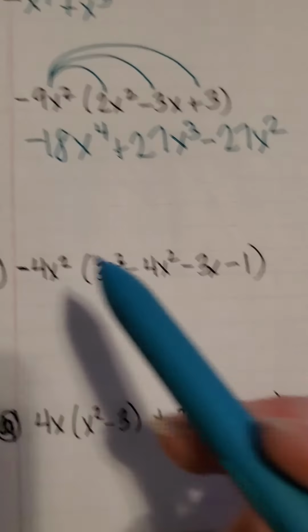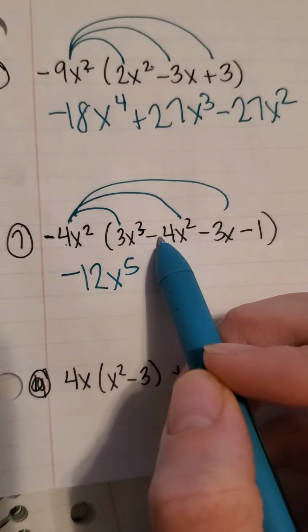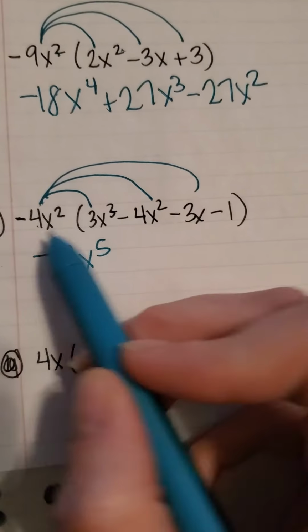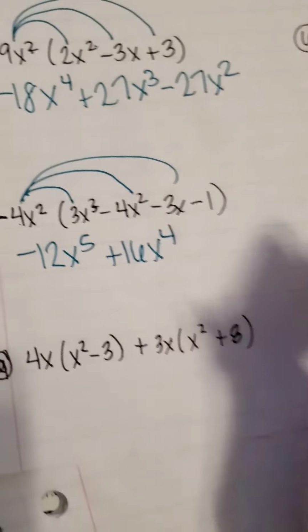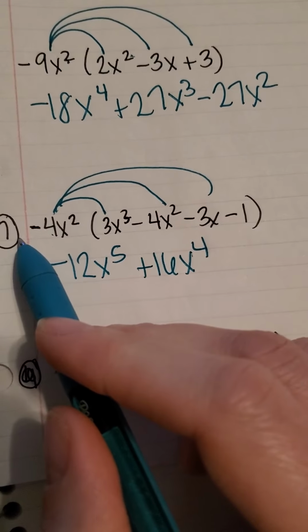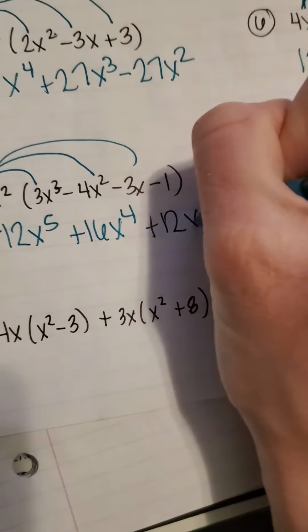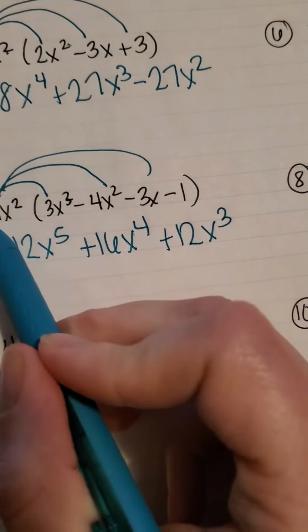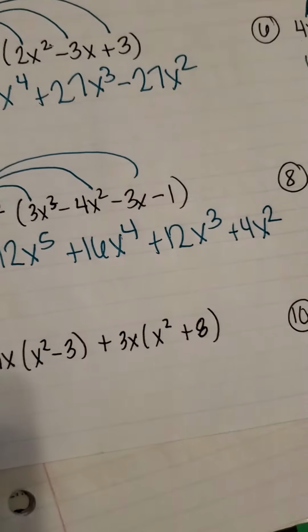On 7, again, there's one term out in front, so I go and multiply that all the way through. So negative 12x to the fifth. Negative 4 times 3 is negative 12. Add those exponents together, x to the fifth. Negative 4 times negative 4, that's going to be positive 16, and then x to the fourth. Negative 4 times negative 3, that's going to be positive 12, and then x to the third. And then negative 4 times negative 1 is positive 4, and that becomes x squared.